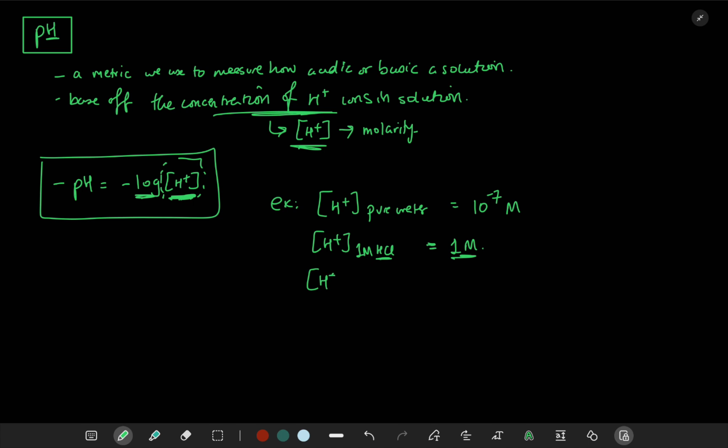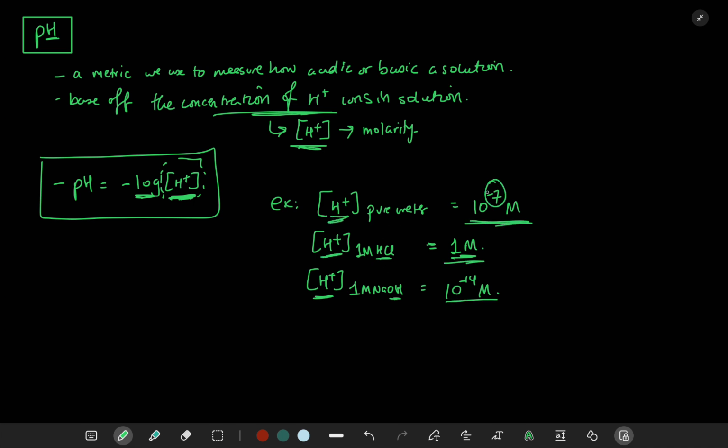Now on the other side, if you look at the hydrogen ion concentration of a strong base like sodium hydroxide, say we have 1 molar sodium hydroxide, that's going to be equal to 10 to the negative 14 molar. The reason is because, as a strong base, it will dissociate into sodium and hydroxide ions, right? And the hydroxide ions are going to combine with the hydrogen ions in solution, taking them out. So the resulting concentration of hydrogen ions is going to be very low, because you're not going to have that many free hydrogen ions, since the hydroxide ions combine with the hydrogen ions to form water.